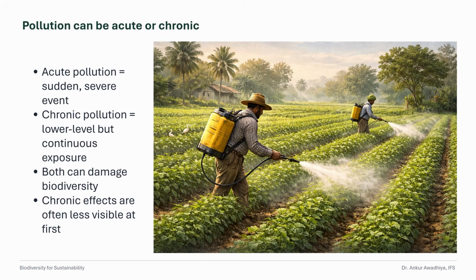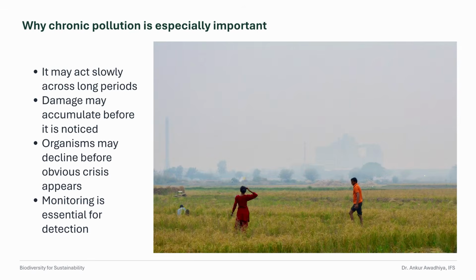In this slide, we see workers applying pesticides to a crop, which is a useful example of how repeated chemical use can contribute to ongoing pollution through runoff and accumulation. Persistent traffic noise or gradually accumulating heavy metals in sediments are also examples of chronic pollution. Both types can damage biodiversity, but they operate on different time scales and through different mechanisms. So the distinction matters for monitoring, management, and response.